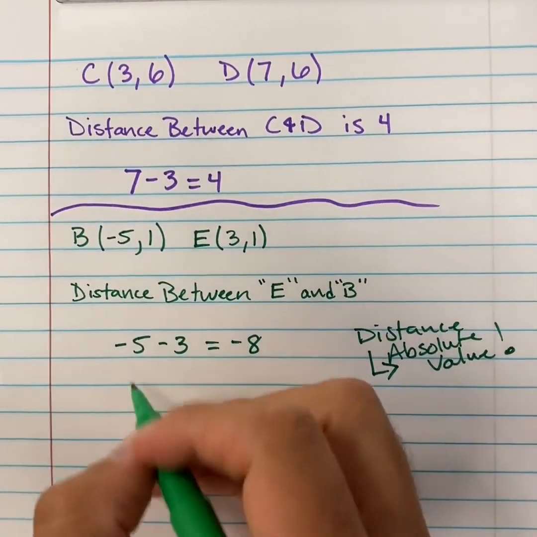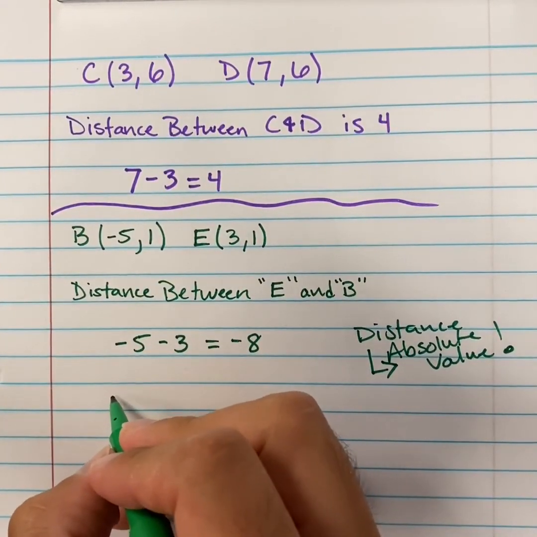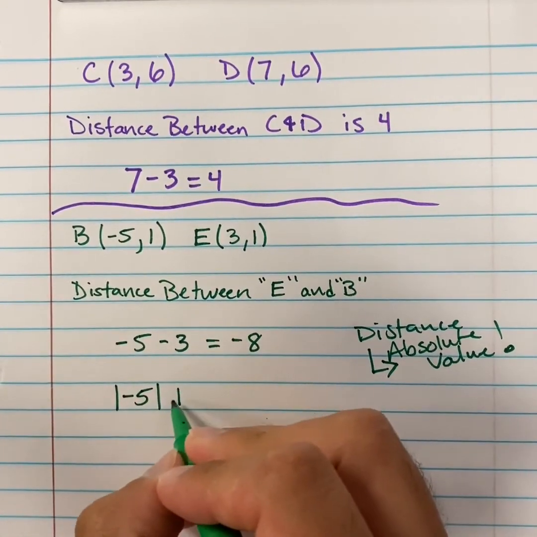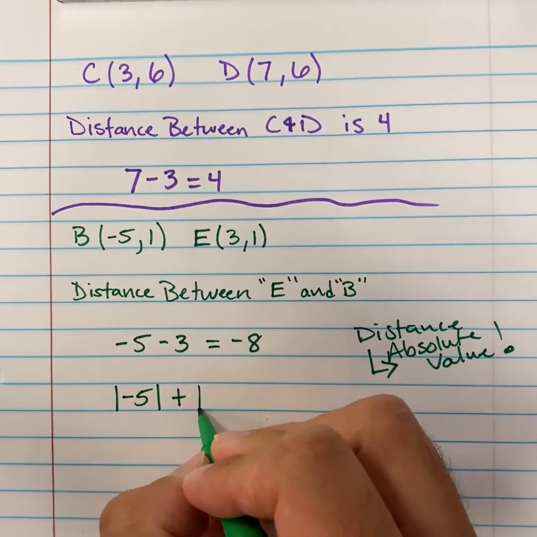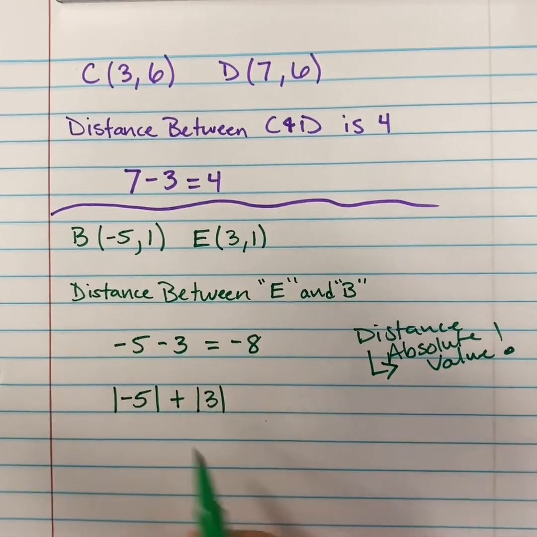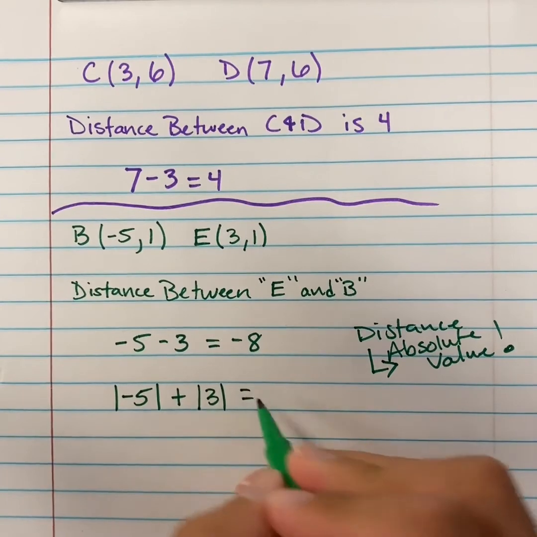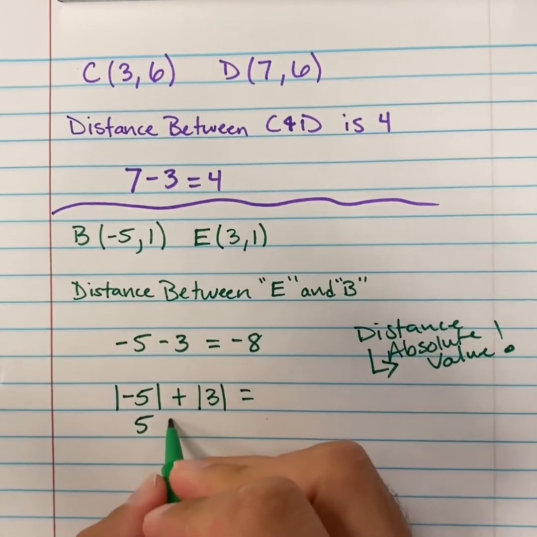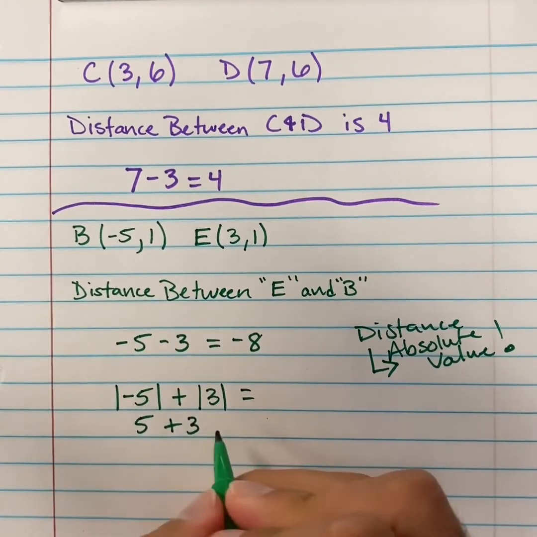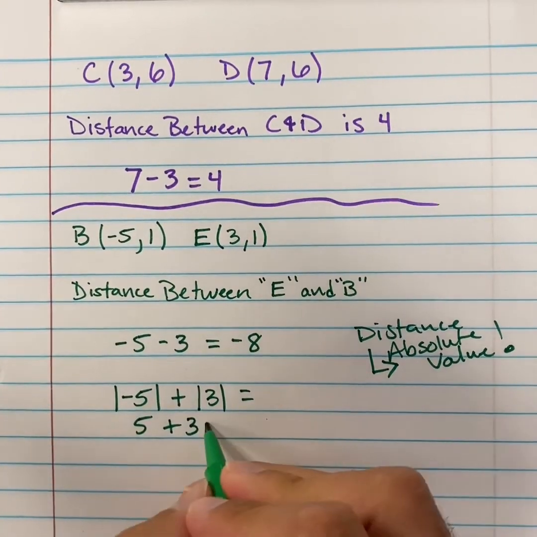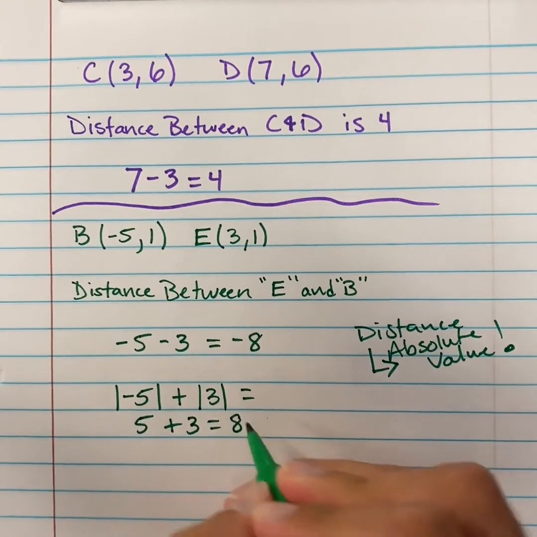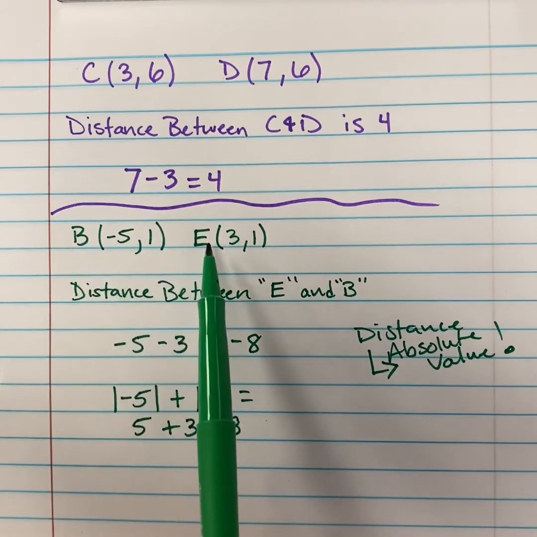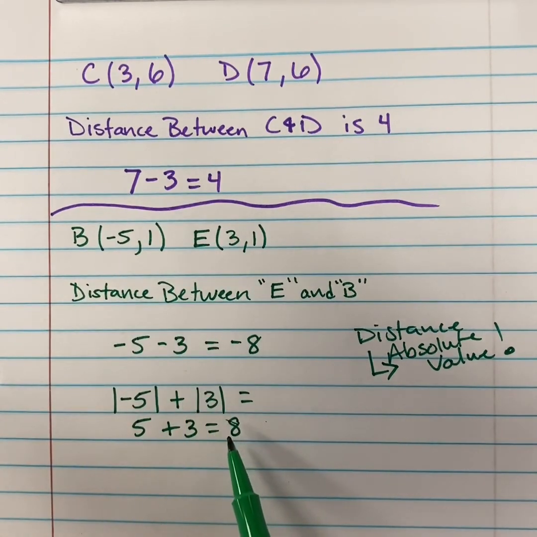So to find the distance between these points, we're going to take the absolute value of both of them. The absolute value of -5 plus the absolute value of 3. The absolute value of -5 is just 5, plus the absolute value of 3, which is 3. How far away is 3 from 0? 3. And so our answer here would be 8. Our two points, B and E, are 8 units apart from one another.